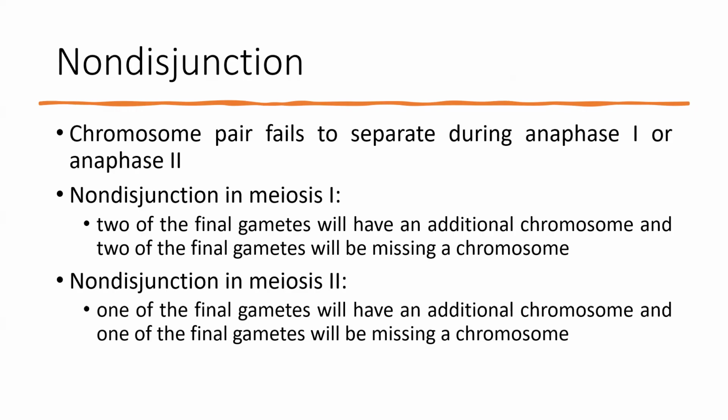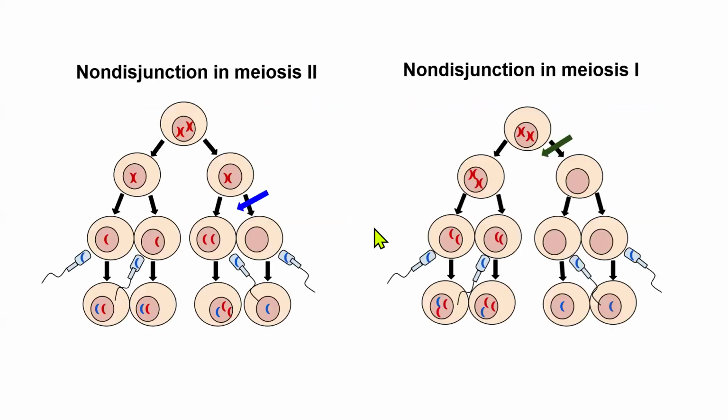Anaphase, that's right. If they fail to separate in anaphase 1, it's called non-disjunction in meiosis 1. If they fail to separate in anaphase 2, then it's non-disjunction in meiosis 2. It's much easier if I show you a picture and explain.